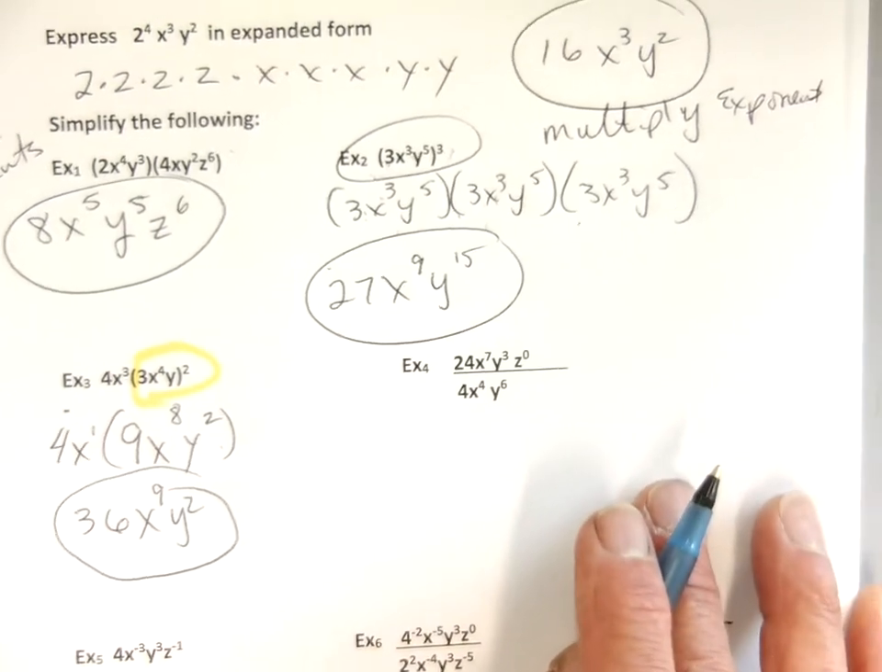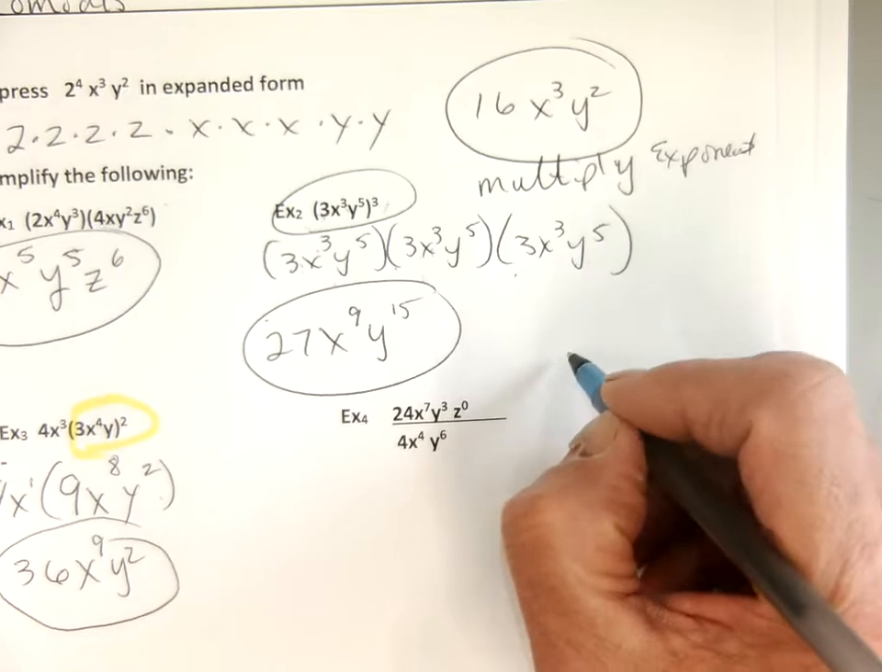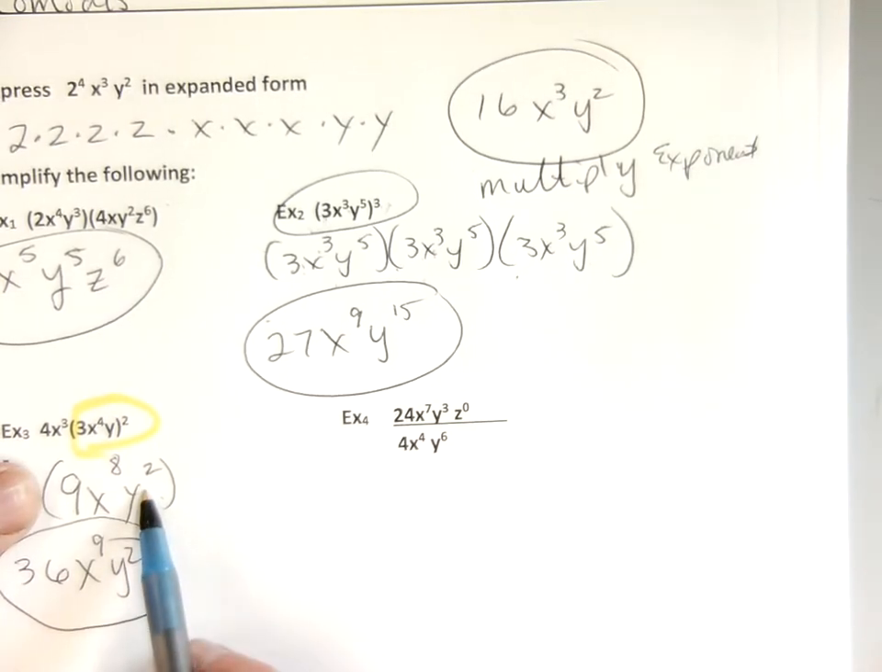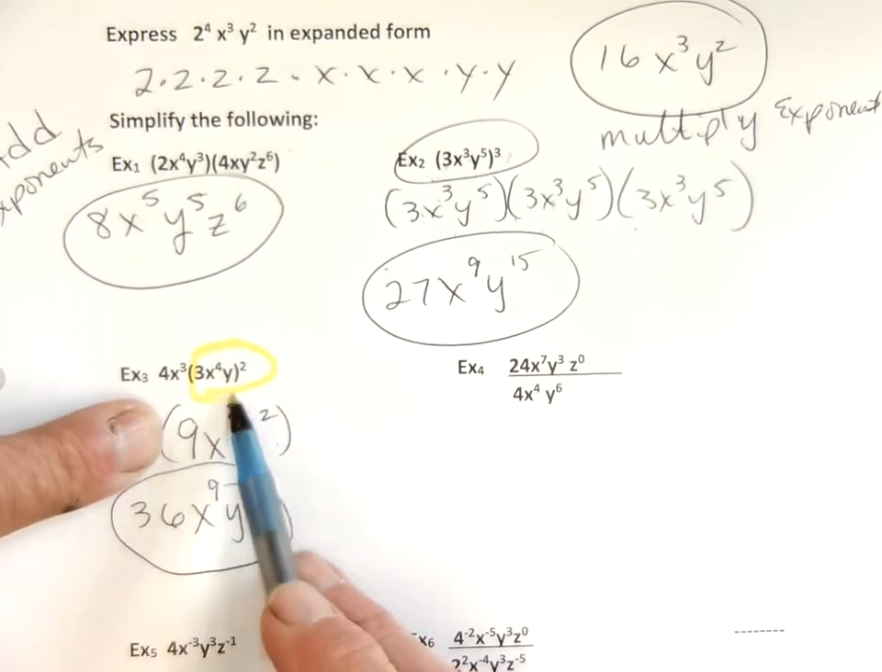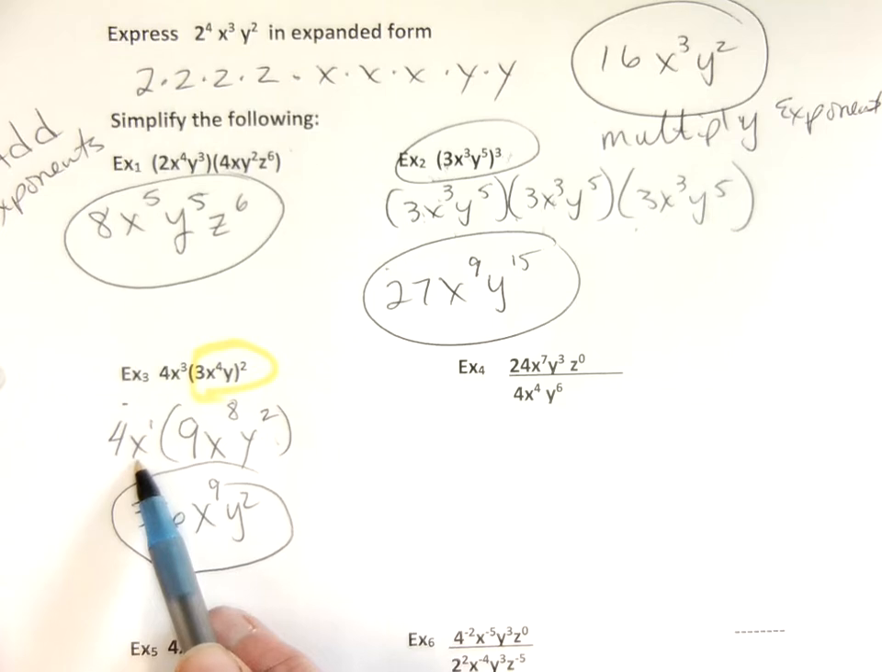All right. Now, why does the y stay the same? Great question. Here it is, right? You're okay with it being here, right? Is there anything to multiply it with that is another y? No other y, right?